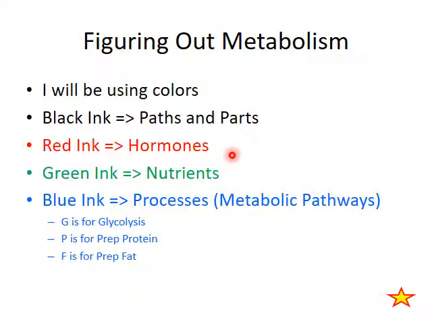I'll use red for hormones where they're important in metabolism. We'll use green for the nutrients or the metabolites, and we'll use blue for the metabolic pathways and the processes. So, for example, I'll use G for glycolysis, P for protein prep, F for fat prep. You'll understand all that as we go.